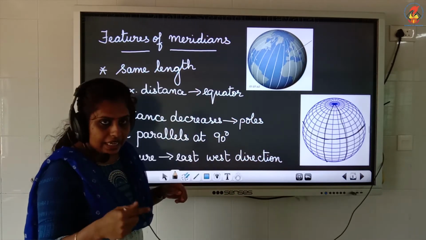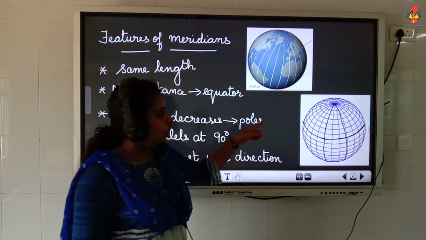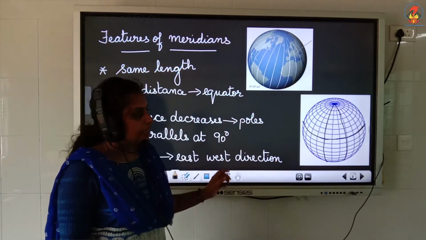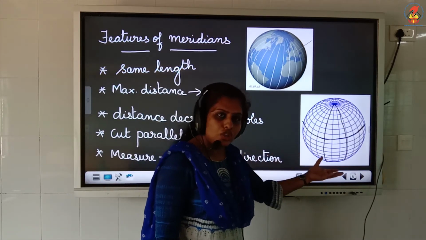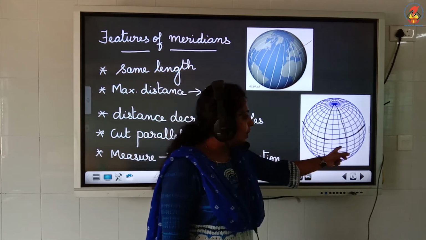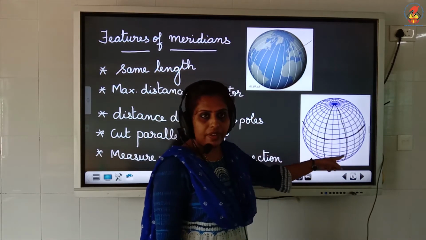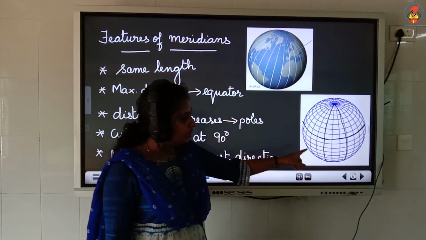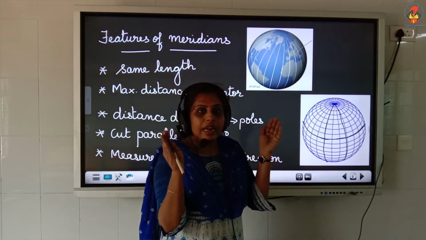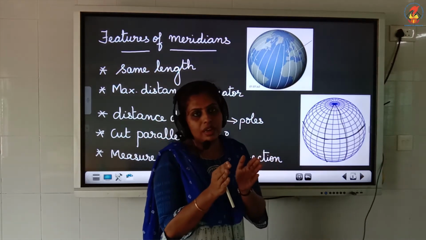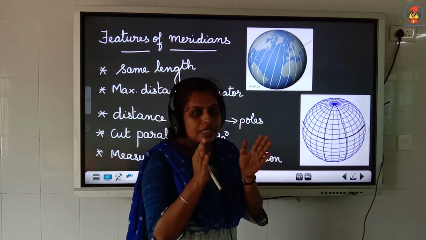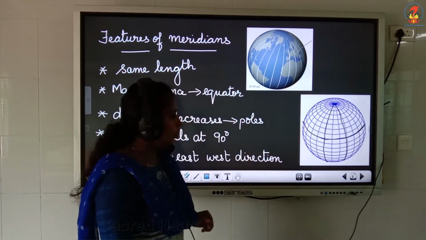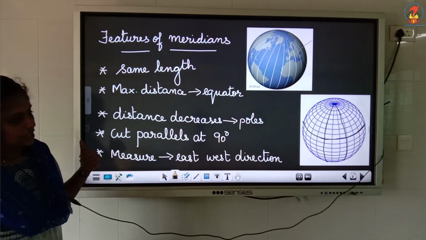Okay, let's see once more the first point, that all the meridians have the same length. The second point is that the maximum distance between any two meridians is at the equator. When they are at the equator, there is maximum distance. The third feature is that when they move towards the poles, the distance between the meridians decreases. Can you see that? Okay, now let's move on to the next one.